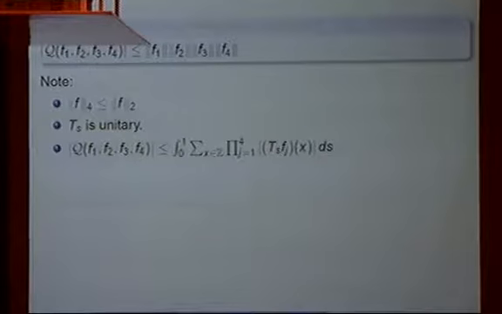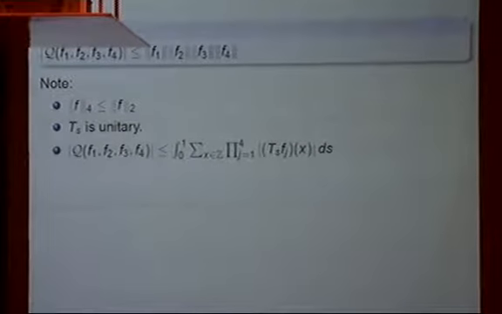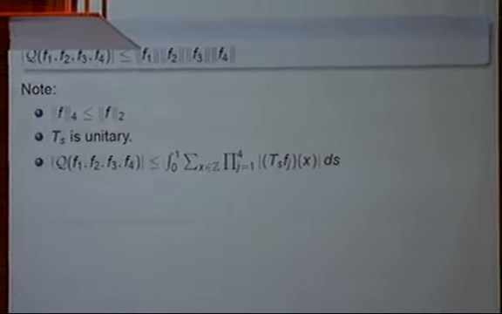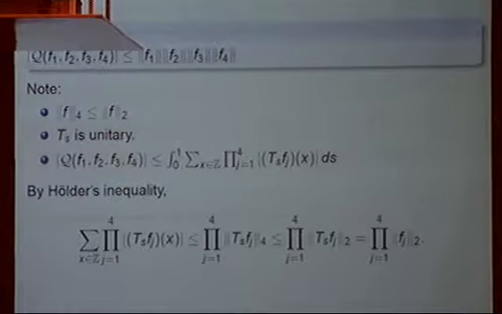Okay. So how can you get this first estimate? Just getting the first estimate is very simple. Just use small LP norm. We know small LP norm decreases as P increases, right? Since we are in small LP, we know L4 norm of F is less than or equal to L2 norm. And this T sub S is unitary, that is isometric. And just by definition and using triangle inequality, easily we can see that it is bounded by that. Can you remember the definition?